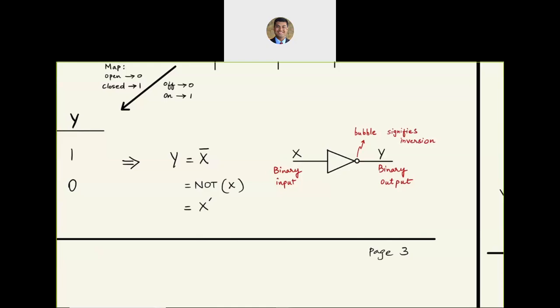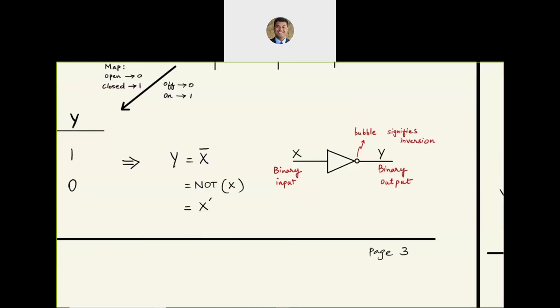How many inputs can a NOT gate have? It is going to be only one. How many outputs can a NOT gate have? Only one. So it's a one input, one output logic gate. Both the buffer and the NOT gate have one input and one output.